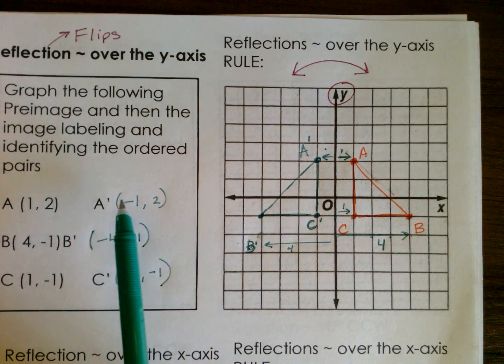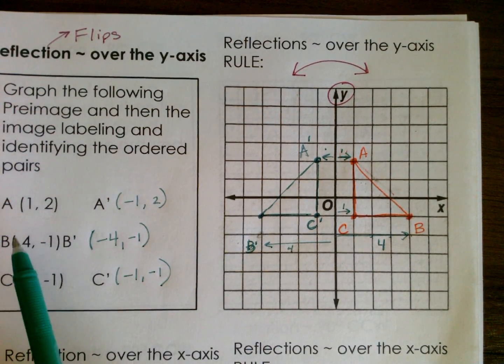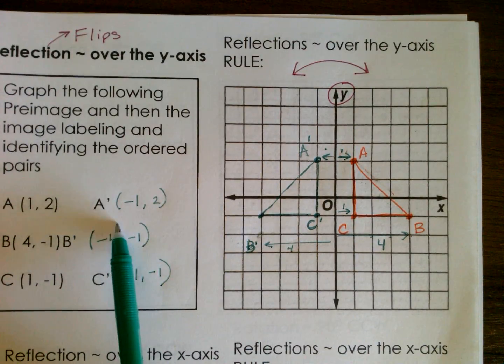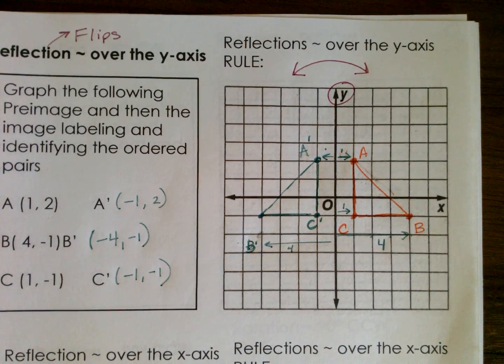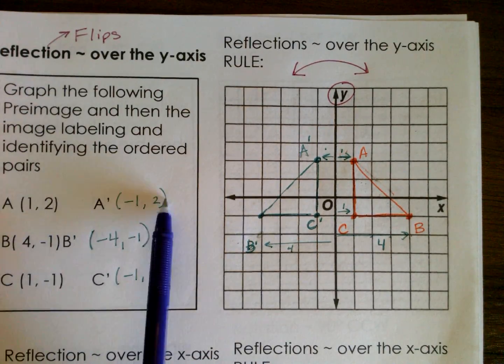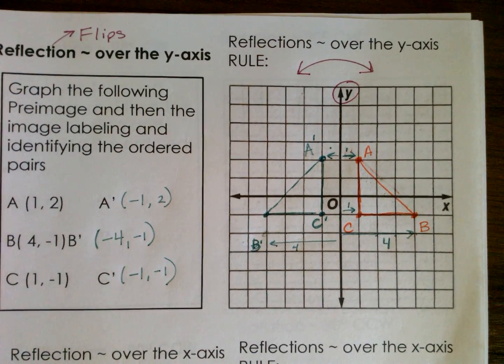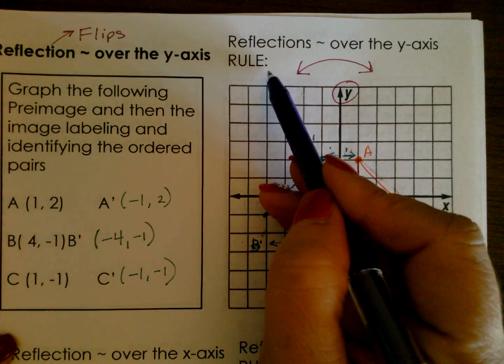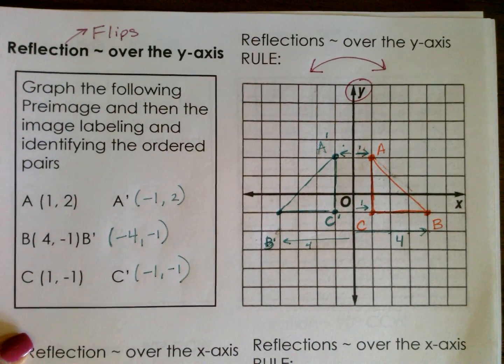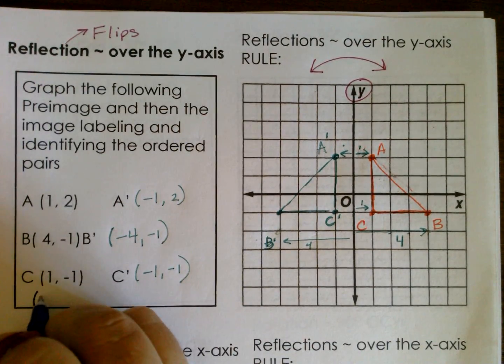Take a minute and look at the original ordered pair and the new one. Look at the original, look at the new one. What do you notice about the rule? What is happening between the two sets of ordered pairs? I know we're supposed to write it here, but my big arrow got in the way, so I'm just going to write my rule here.